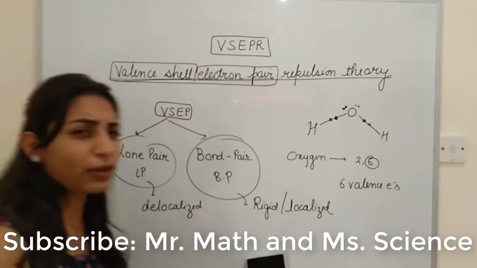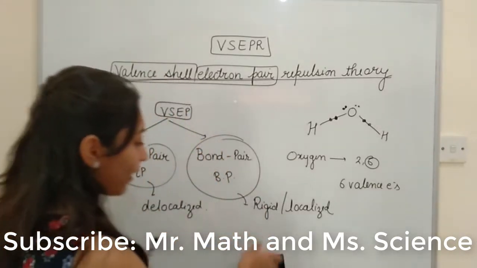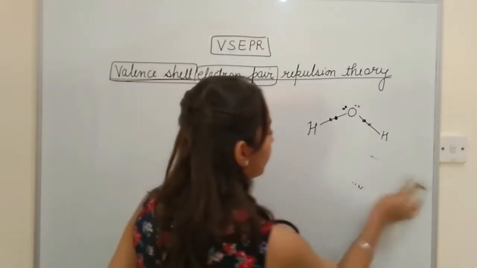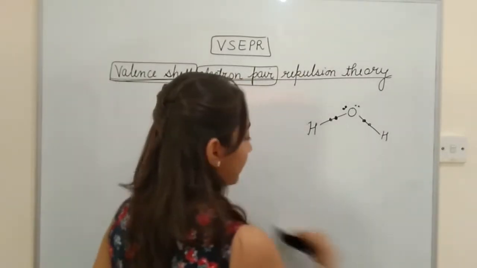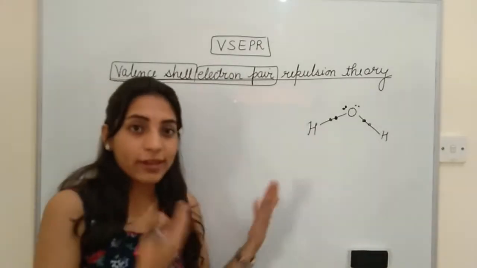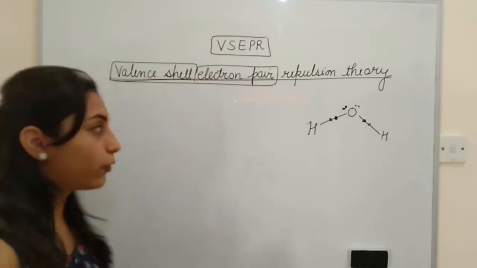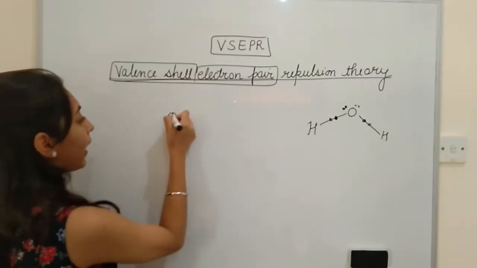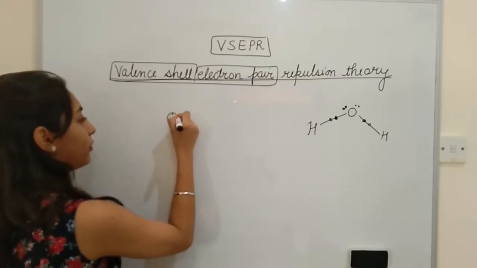Now what do we mean by localized and delocalized? Again, I will first give you one simple example and then we'll try to understand what are localized or delocalized pair of electrons. Okay, so this is mere ghar ki baat. This is what happens at my home. Suppose this is me, okay, and I'm cute. Let me draw myself very cute.